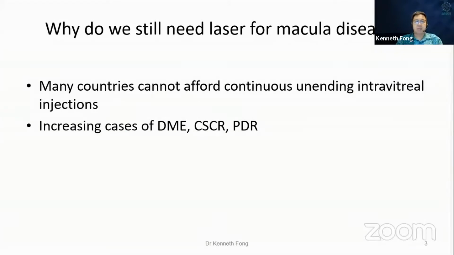And cases of diabetes are increasing worldwide. We see that everywhere, DME. And interestingly, CSR cases are also on the rise, as well as proliferative diabetic retinopathy. There are many cases we all have come across that are unresponsive to injections, whether it's anti-VEGF or steroids. And we often wonder whether, if we had treated them initially with laser, they could have had a better result.